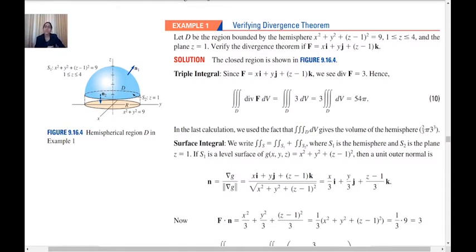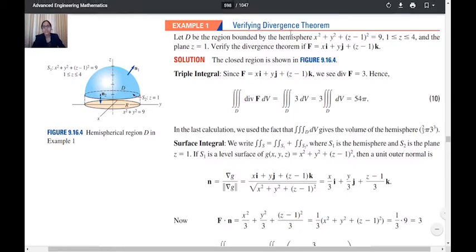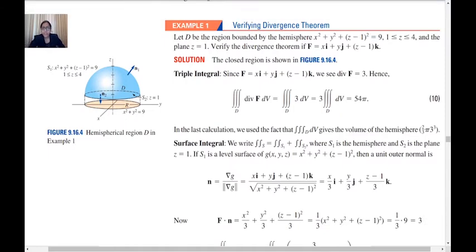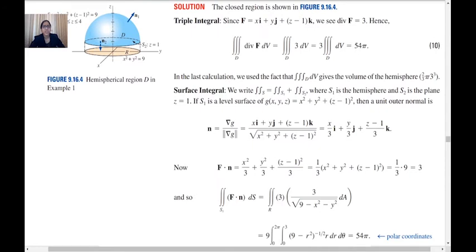Now we have to check whether that is equal to the double integral over S of F dot n dS, right? Here we have divided this region into two surfaces. One is S1, the surface of the hemisphere, and S2 is this particular plane z equal to 1. So first let us consider S1 and evaluate the double integral of F dot n dS. For that we have to evaluate n, the unit normal, right?